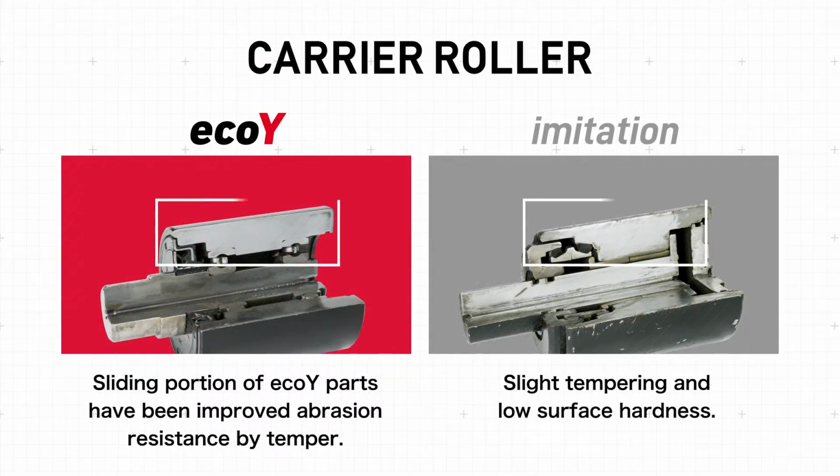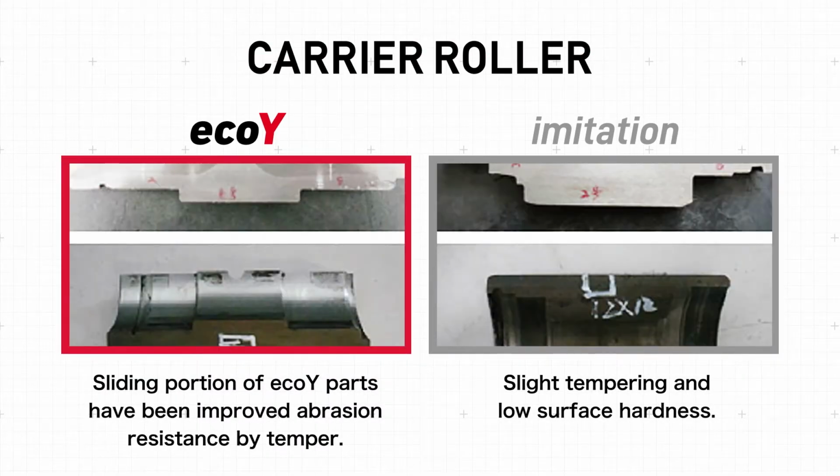Both contact surfaces and sliding parts have improved wear resistance by tempering. Imitation parts have slight tempering and a heterogeneous metal structure.